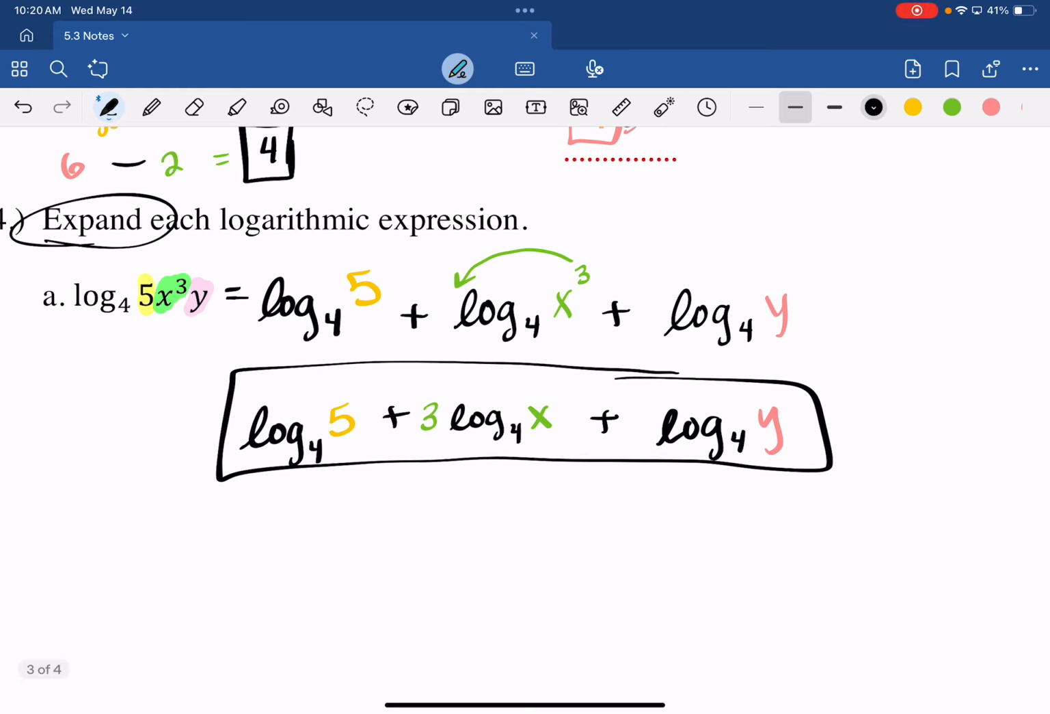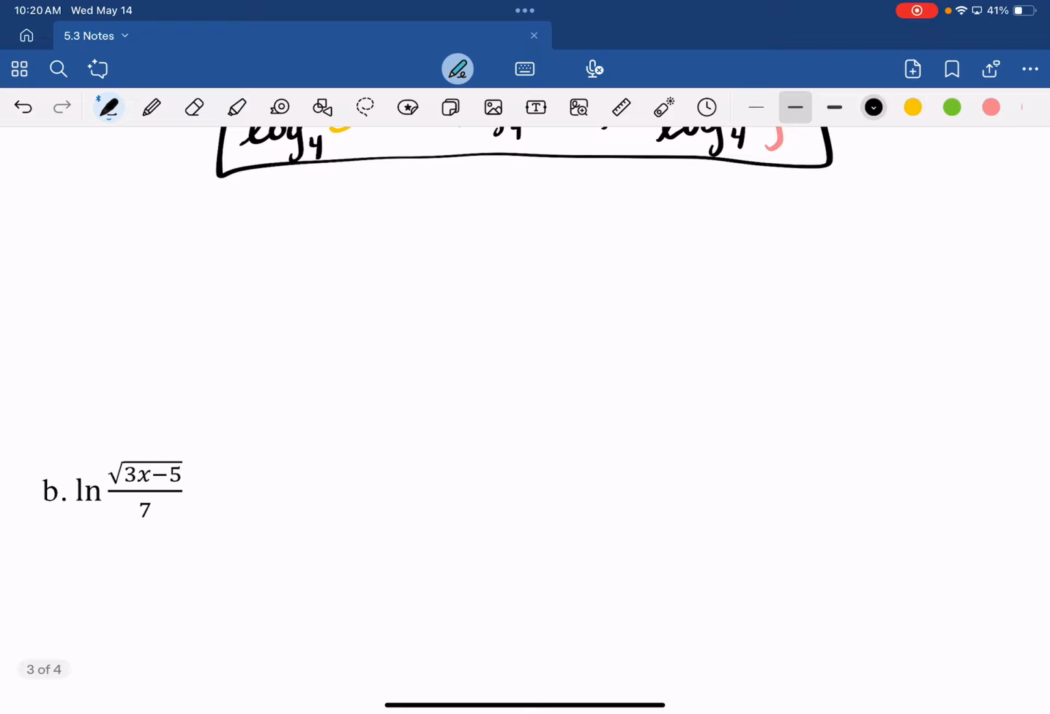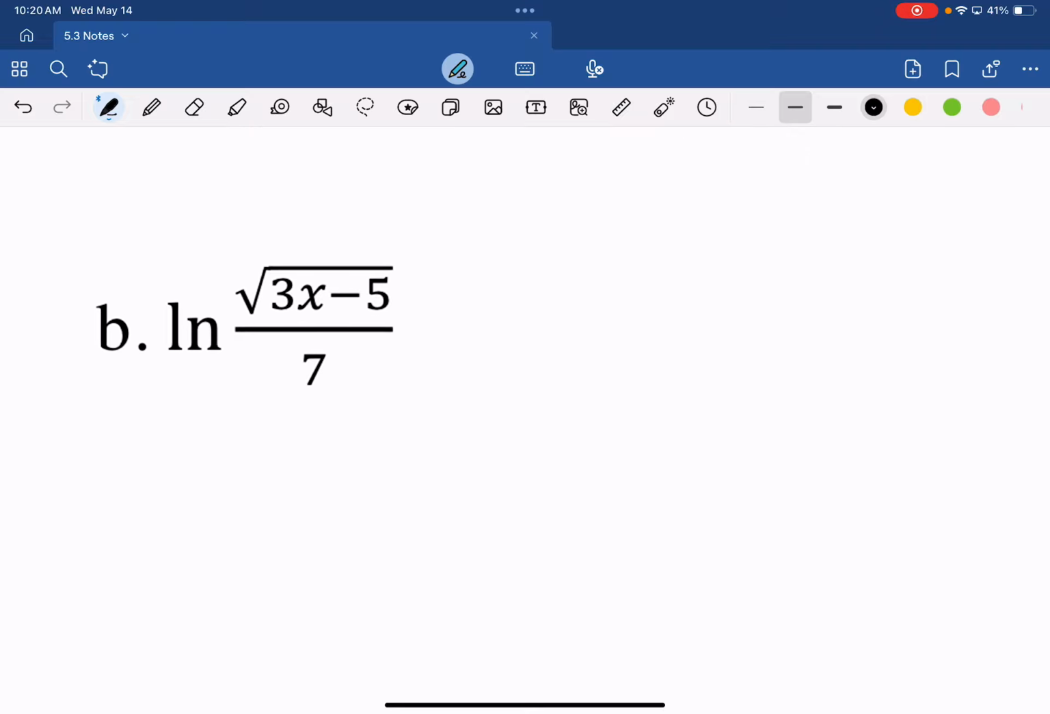All right, last one here. Go ahead and start this one. See where you go with this. How could you expand it? Remember, start with your multiplication and division. See if there's anything you can split up that way. Then see if you have any hidden exponents.